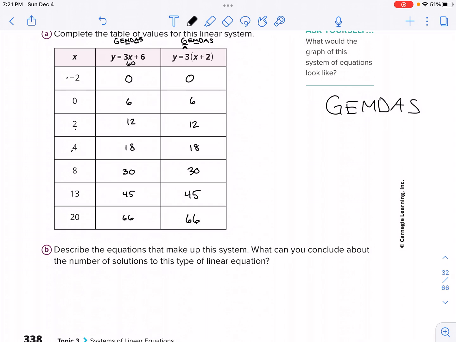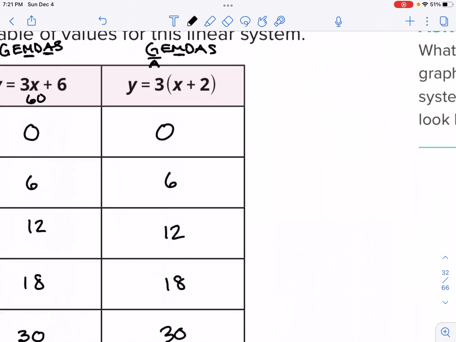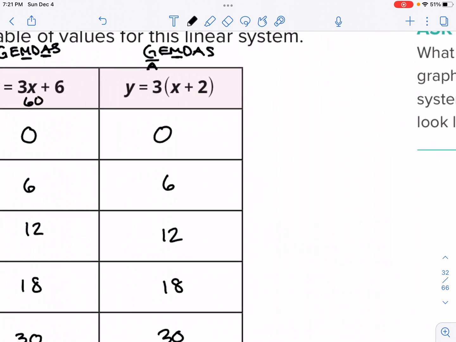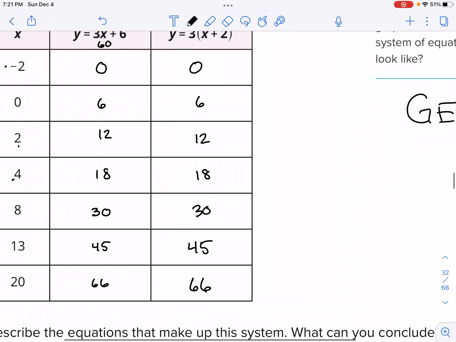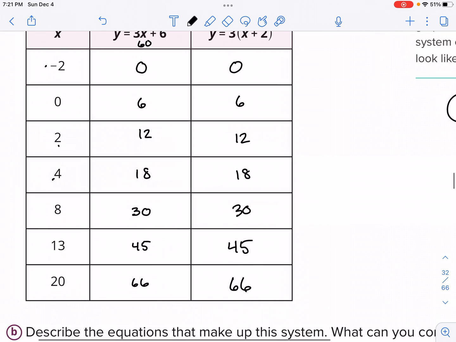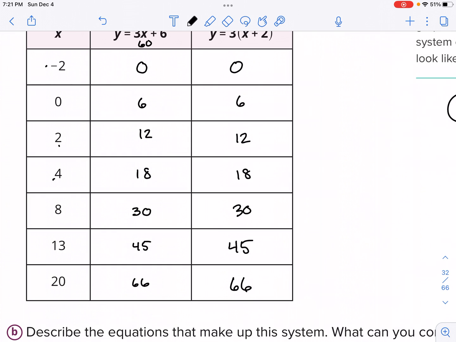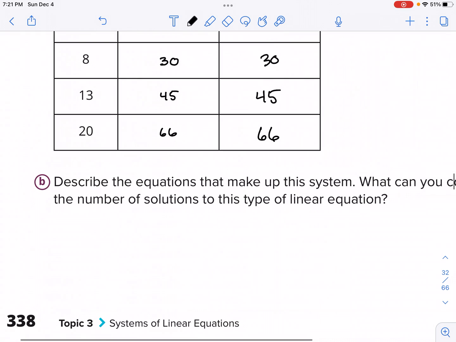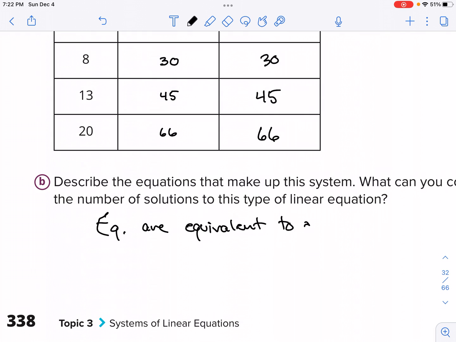It says, describe the equations that make up this system. What can you conclude about the number of solutions to this system of linear equations? As you may notice, right in the table for both these equations, y equal to 3x plus 6 and also y equal to 3 times x plus 2, they have the same exact numbers. Every one of these rows is exactly the same when we plugged in these varying inputs from the left. Okay, so we're going to say that the equations, I'll put EQ for equations, are equivalent, meaning that they're equal to each other.